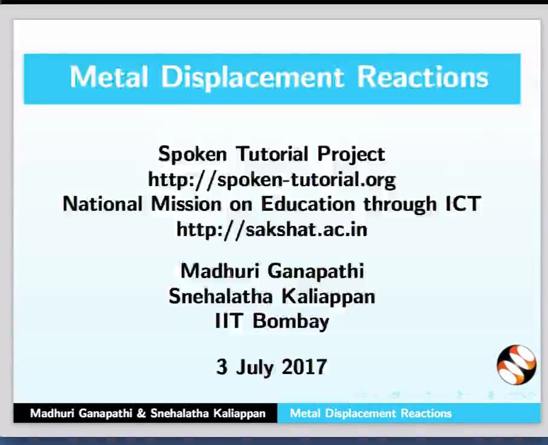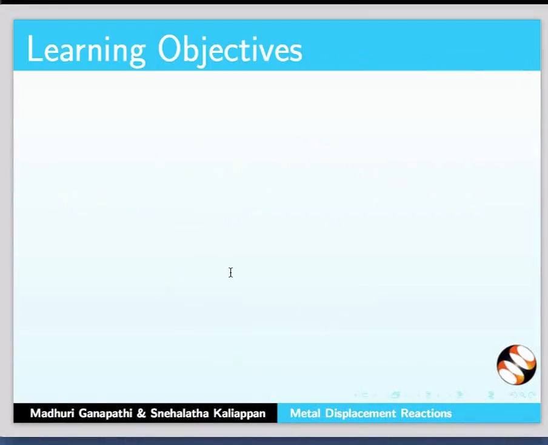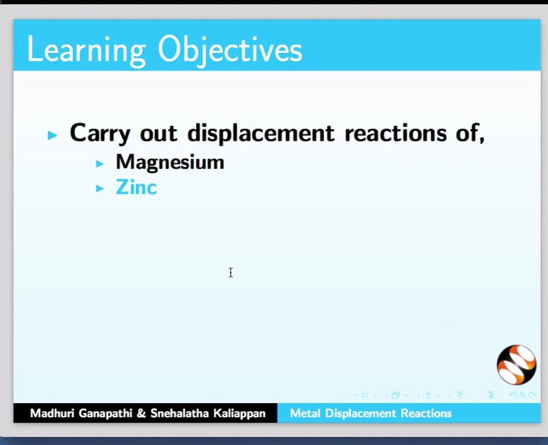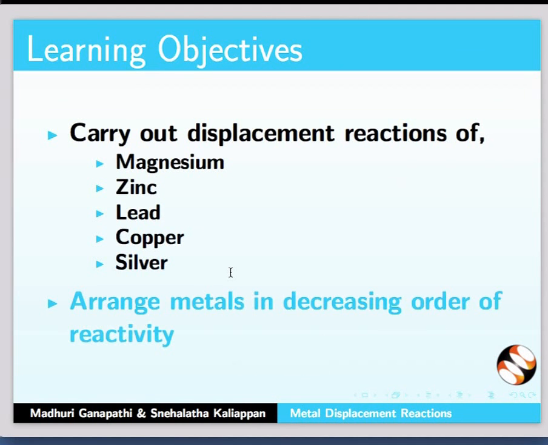Welcome to this spoken tutorial on metal displacement reactions using Vlabs. In this tutorial, we will learn to carry out displacement reactions of magnesium, zinc, lead, copper and silver. Arrange metals in decreasing order of reactivity.